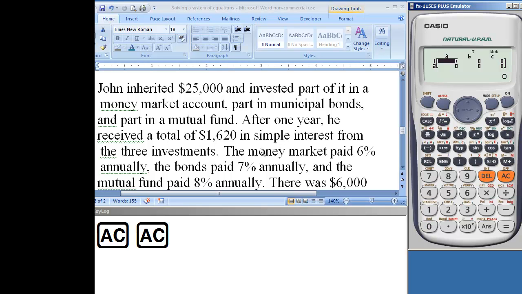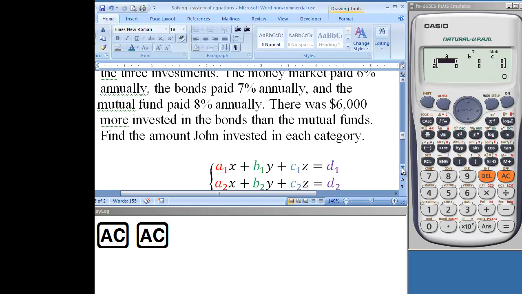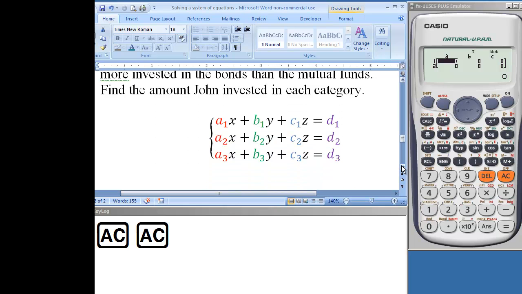The money market paid 6% annually. The bonds paid 7% annually, and the mutual fund paid 8%. There was $6,000 more invested in the bonds than in the mutual funds. Find the amount John invested in each category. Okay, so this is the form of a 3x3 system that just means 3 equations and 3 unknowns, or 3 variables, x, y, and z.